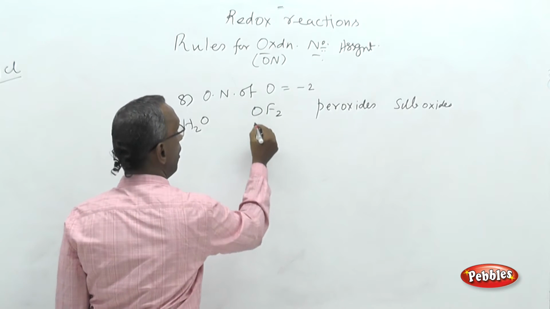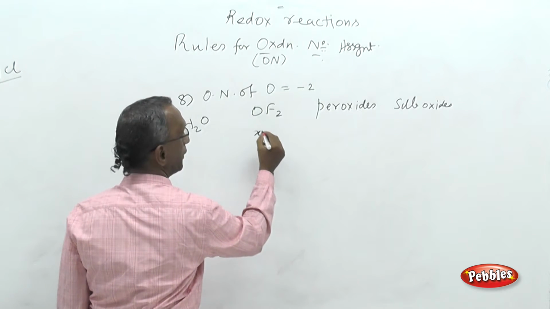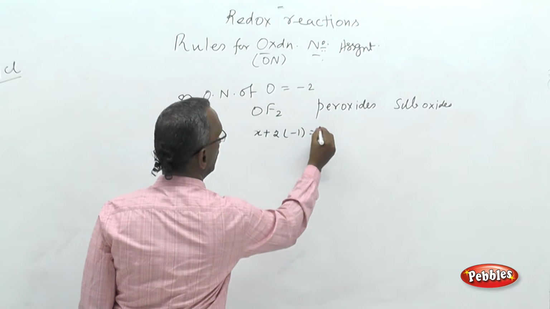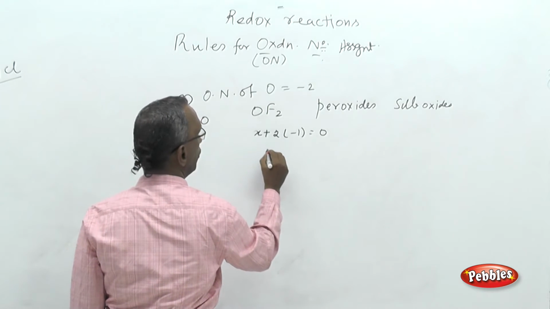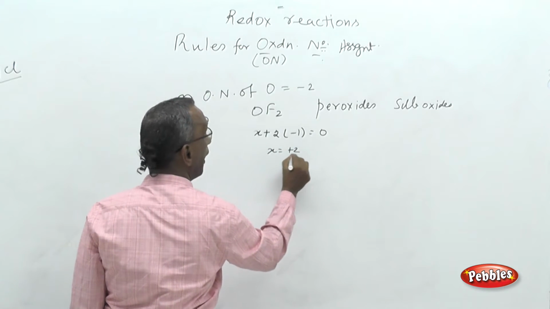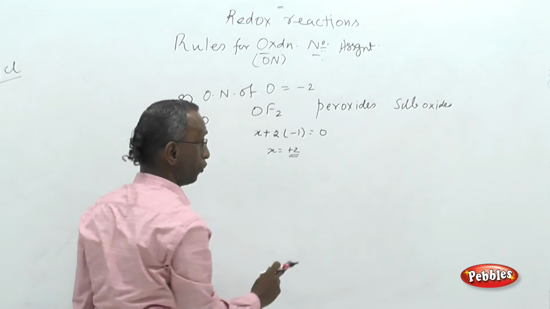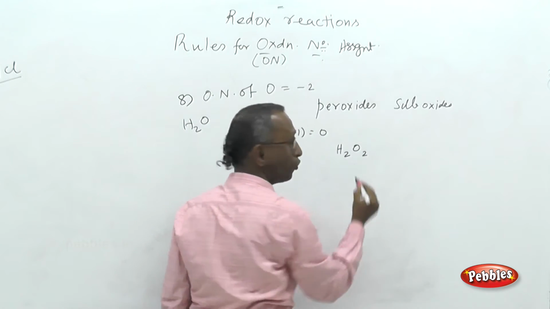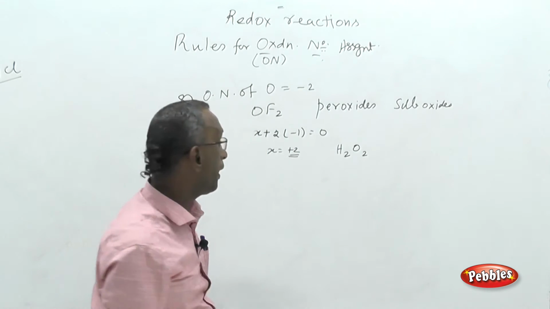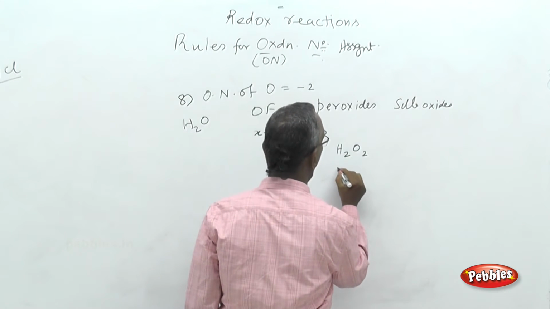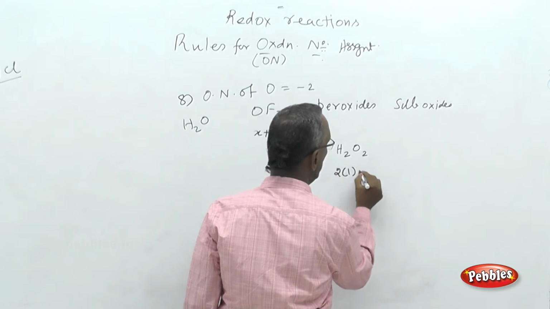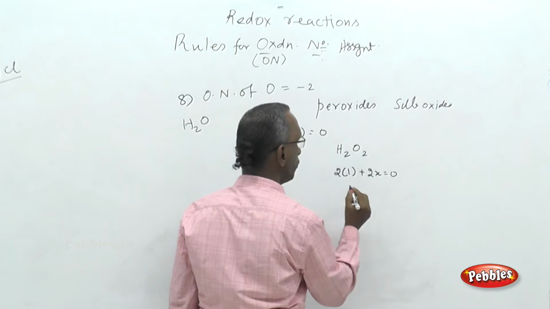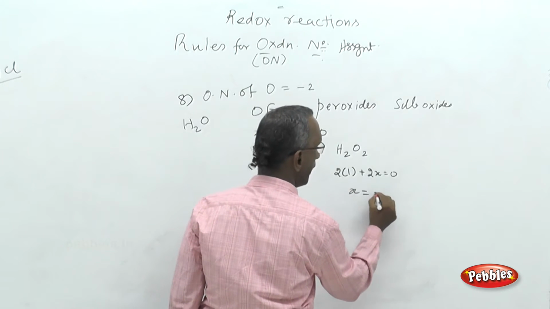Let us calculate. For oxygen we assume X, plus there are two fluorine atoms at -1, so equal to 0, X minus 2 equal to 0, or X equal to 2. Here it is +2. Generally it is -2. Peroxide means, for example, hydrogen peroxide, H2O2. Here 2 into 1 plus 2 into X equal to 0, 2X plus 2 equal to 0, or 2X equal to -2, X equal to -1.